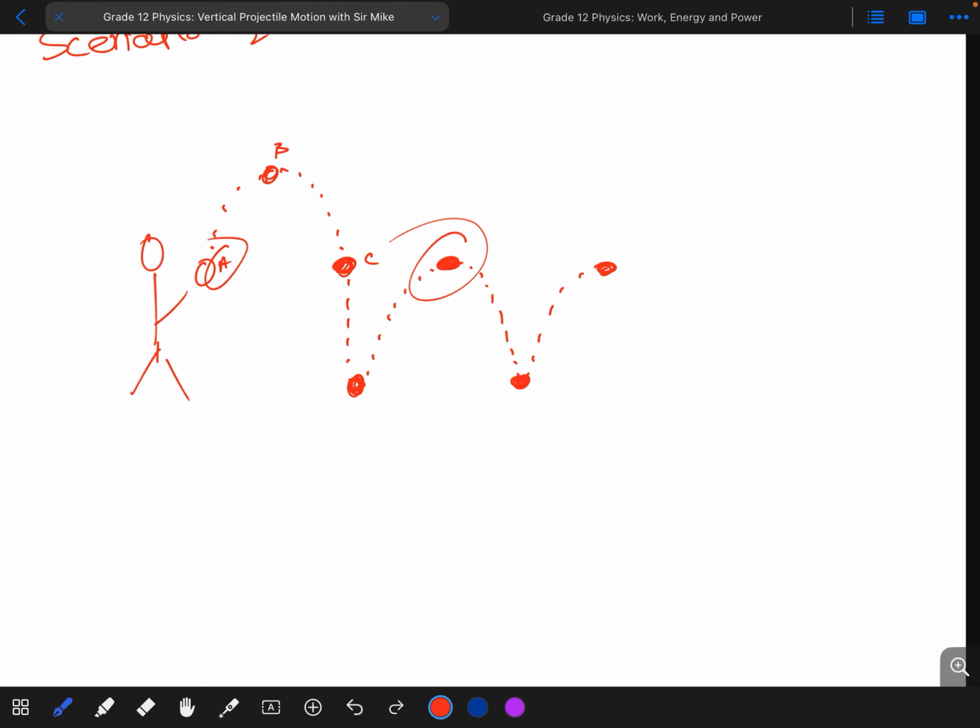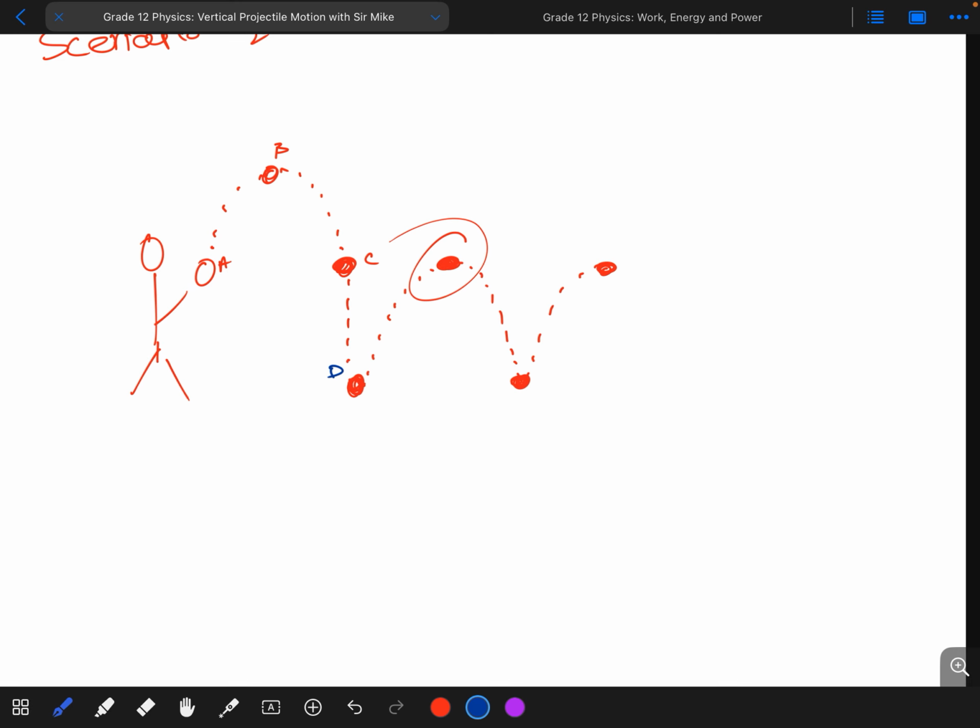Now what you must keep in mind is that when we talk about the velocity of the object, in this case the final velocity of the object on the ground, we simply talk about the velocity of the object before it comes in contact with the ground. So I'm going to represent that point as point D, right before it collides with the ground.